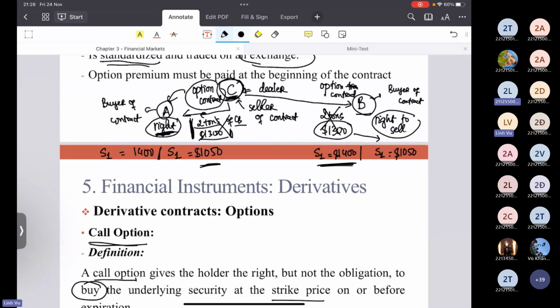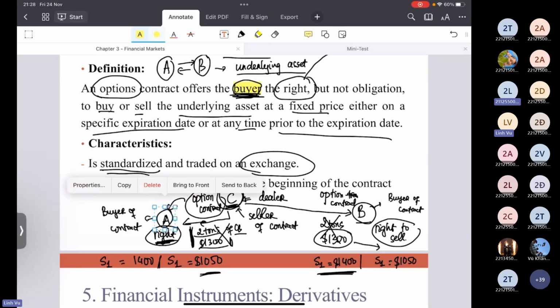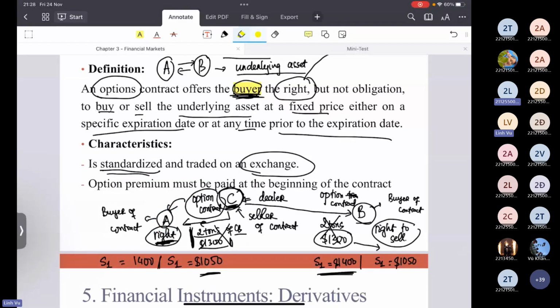So in this case, you can see that the buyer of the contract here is party A and party B, right? Party A and party B are the buyers of the contract. And here, party C is the seller of the contract. He sells the option to buy. Party C sells the option to buy to party A and sells the option to sell to party B.